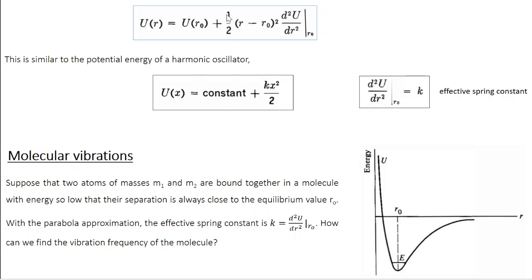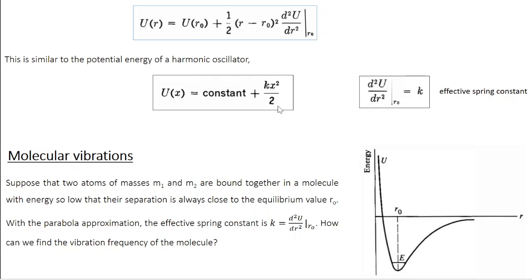Now you can compare these two functions. The first one is the potential energy function of a bound system with small oscillations. The second one is the standard harmonic oscillator potential energy function. So here you have u of r naught. R naught is the equilibrium position. The corresponding value of the potential is a constant. So basically this is a constant. So the first term is similar.